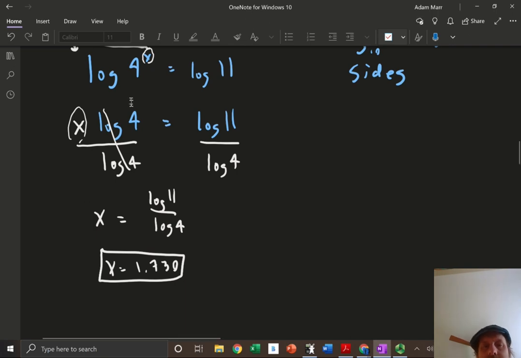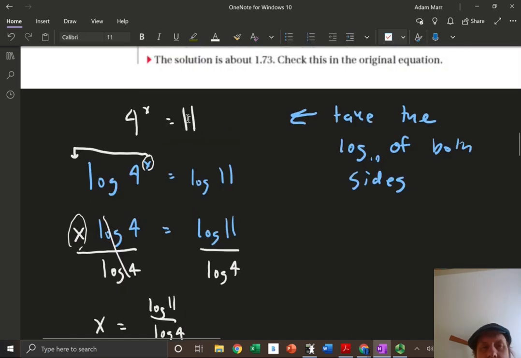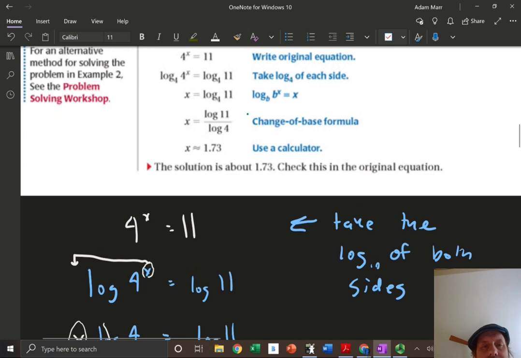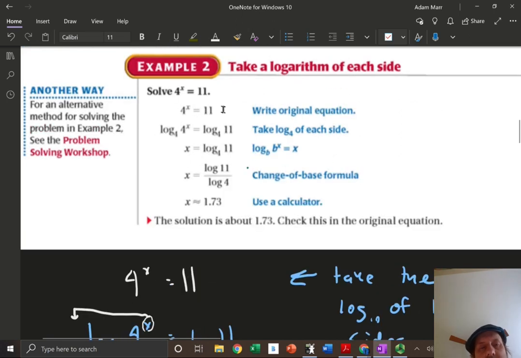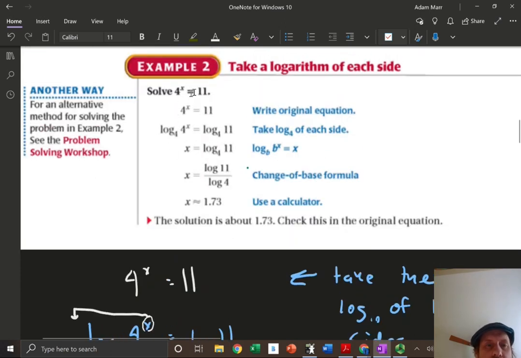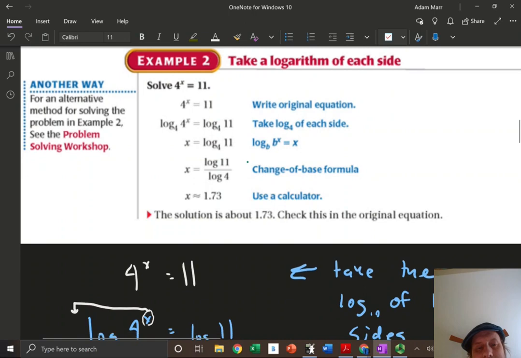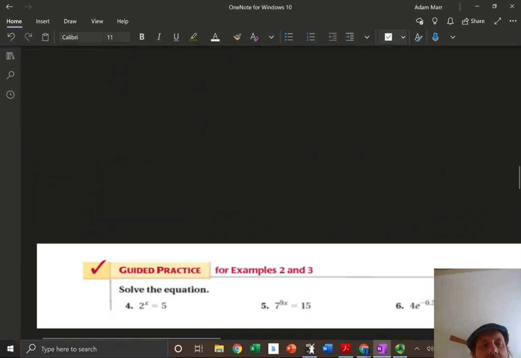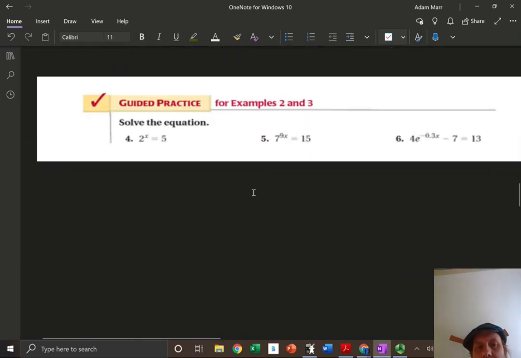All right, so that's what you do in most cases, right? Because a lot of times with the bases, you're not able to make an exponent with the same base. What I'm trying to say is like 4 and 11, I couldn't make that the same base. So a lot of times you have to do what I just did right there. Let's look at another example like that.